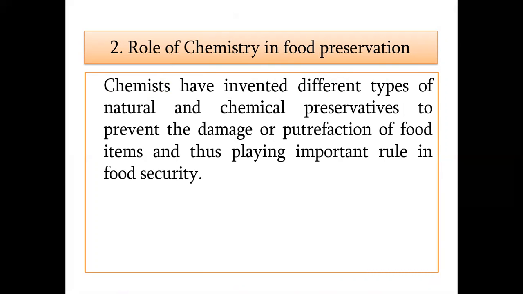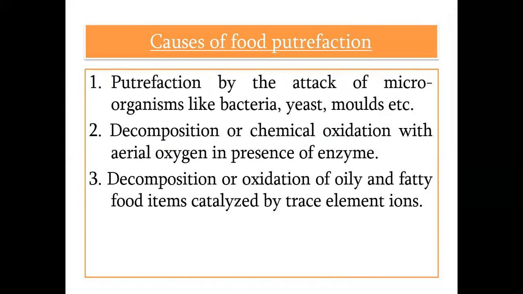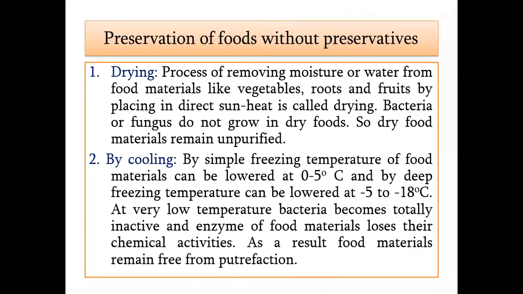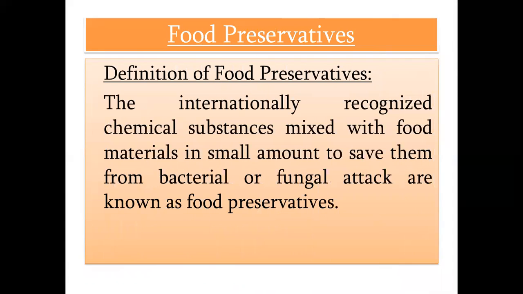Number two, the role of chemistry in food preservation. Different types of preservatives, which may be artificial or chemical preservatives, are used for preservation of food for a long time without changing the food quality. So these preservatives are part of chemistry. Here are the causes of food putrefaction. Preservation of foods without preservatives may be by the drying process. Number two, by the cooling process also. And now we'll discuss what food preservatives are.